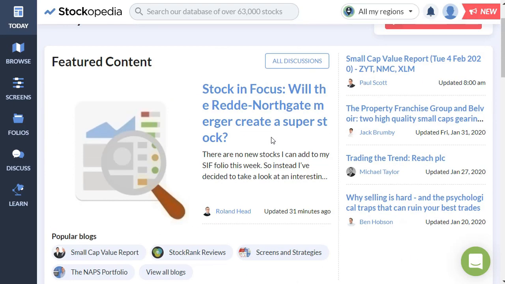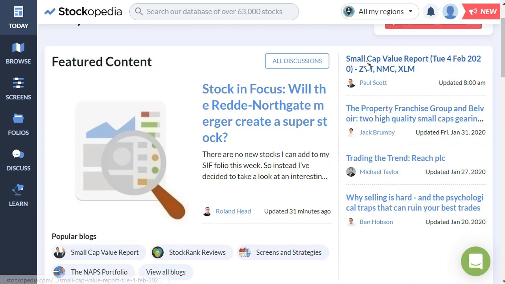This is the front page on Stockopedia, and I know it might not seem so sexy and salesy, but that is not the point of the front page here. If we're looking today at getting new ideas, we can just start here and see, well, we are always getting the newest updates over here.